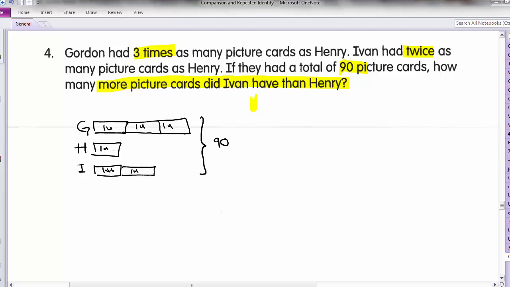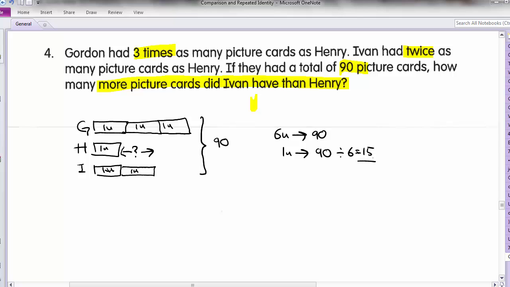So Ivan is 2 units. Henry is 1 unit. So how much more is this small 1 unit? So again, 6 units, 90. So the strategy is about the same as question 3. 1 unit, 90 divided by 6, which is equal to 15. So I'm looking for just 1 unit, and that is my answer.